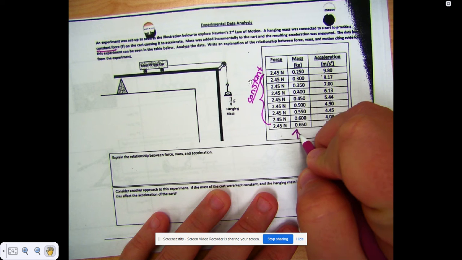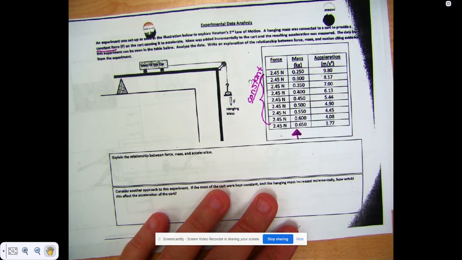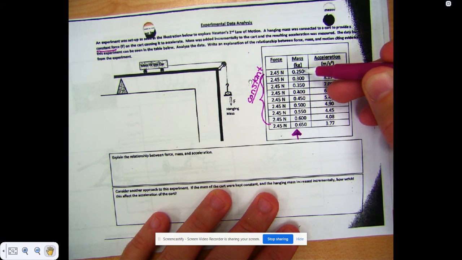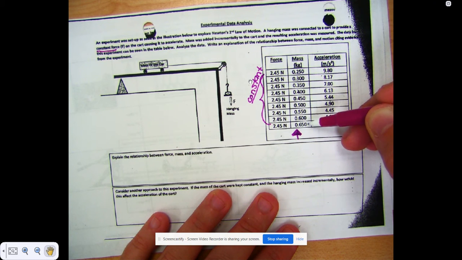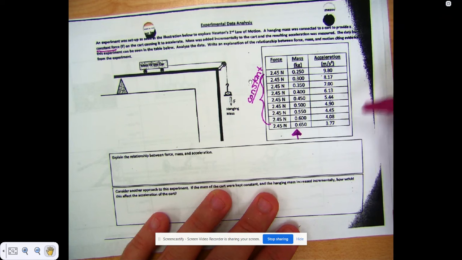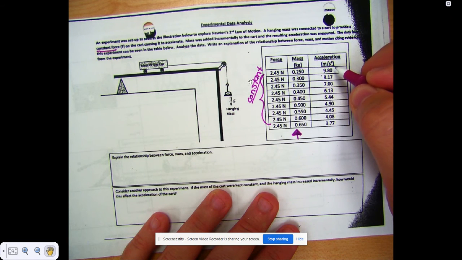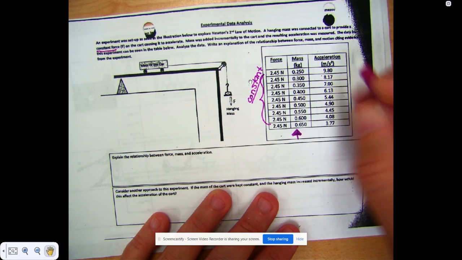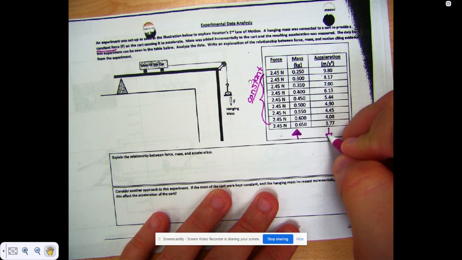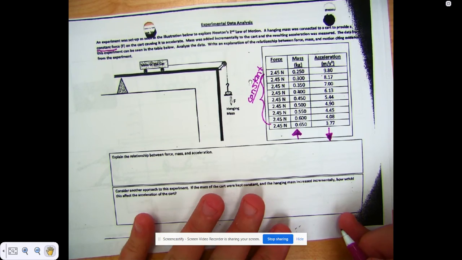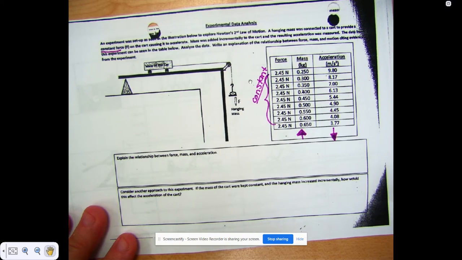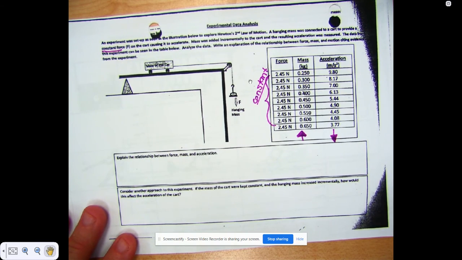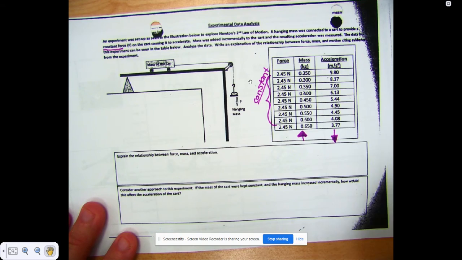So as the mass increases, what happened to the acceleration? So low mass, I had a high acceleration. As I move down, I have a high mass, I have a low acceleration. So my acceleration, as I increase my mass, my acceleration actually decreases. Okay? And so when you explain the relationship between force, mass, and acceleration, and I'm going to write this on mine, but you're going to have a little bit more examples with this.